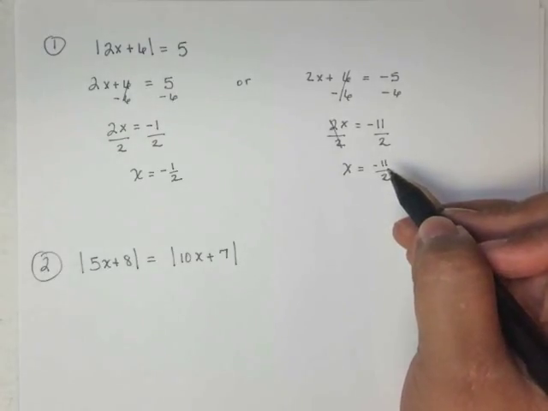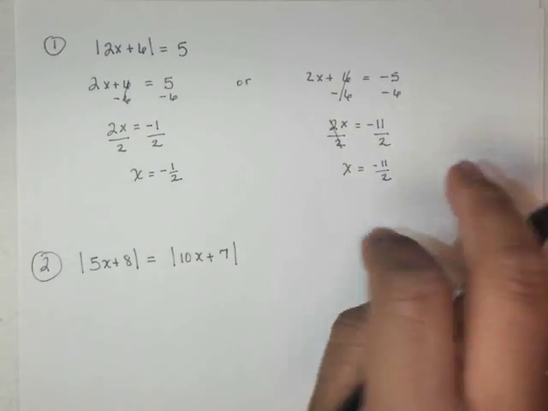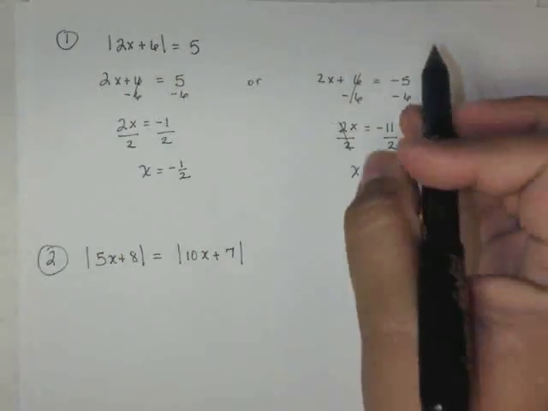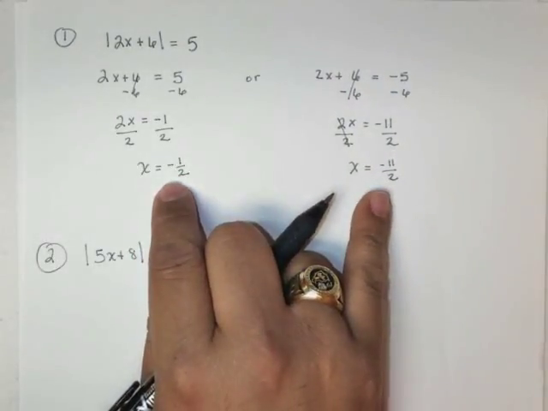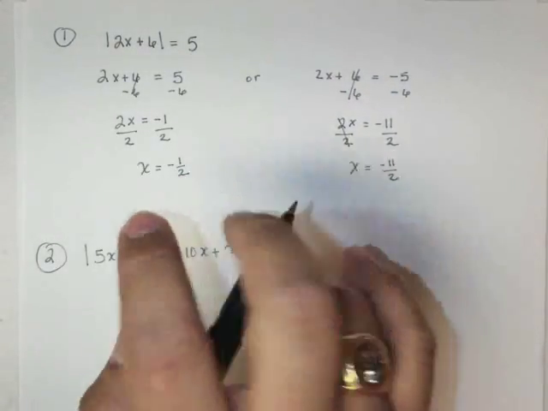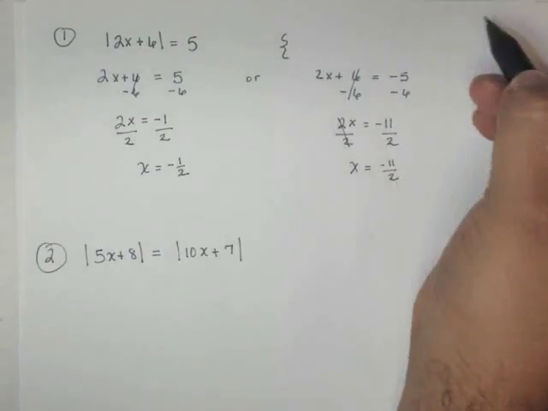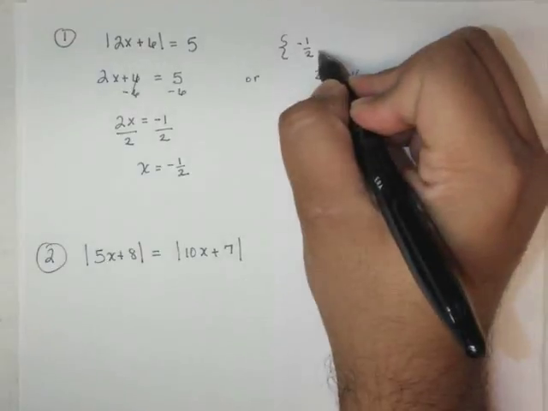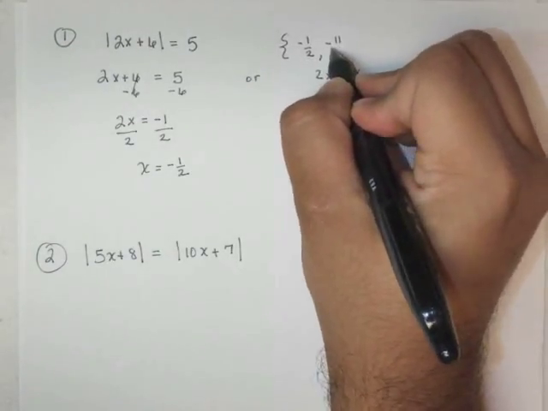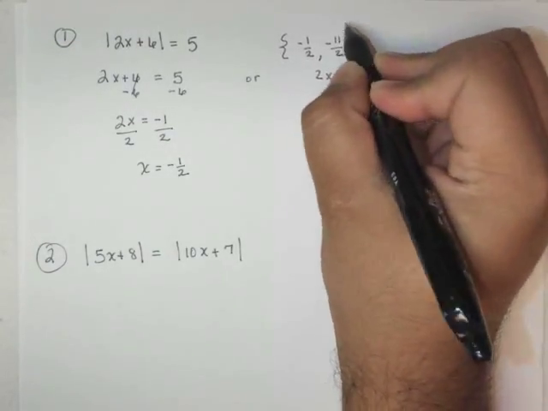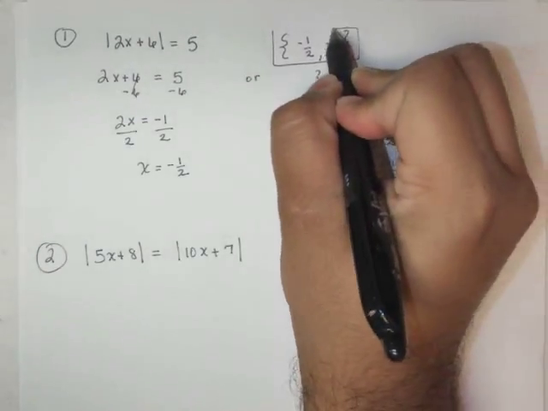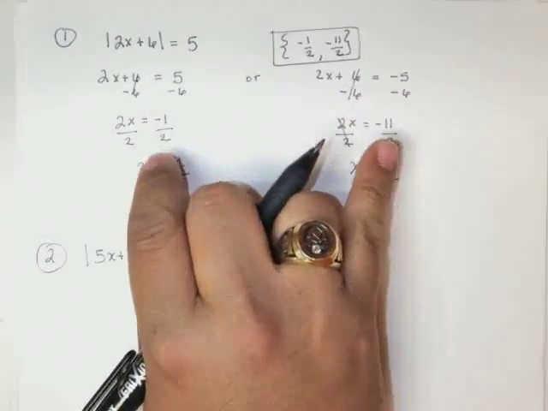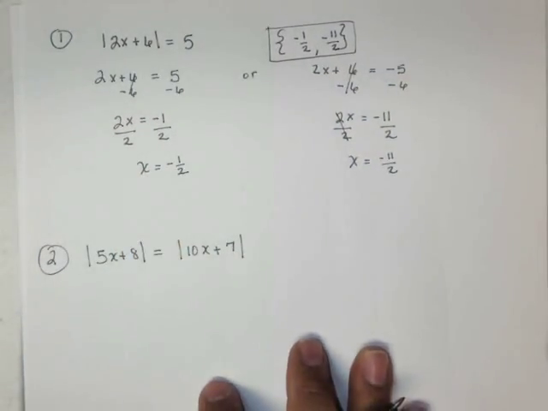So what we have is two solutions to the absolute value equation. You could plot these two numbers on a number line. I don't think it's necessary, but the solution set in this case is negative 1/2 and negative 11/2. So this is what the solution set might look like. And this is just a curly brace right there. So that's the first absolute value equation. Now let's take a look at another one.